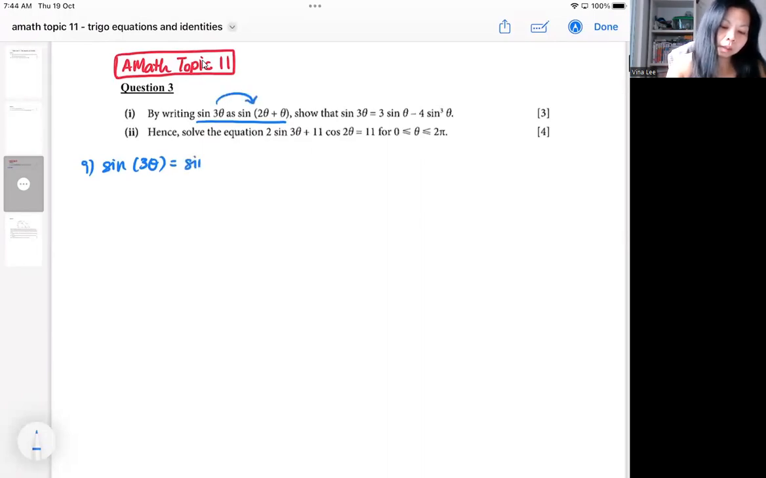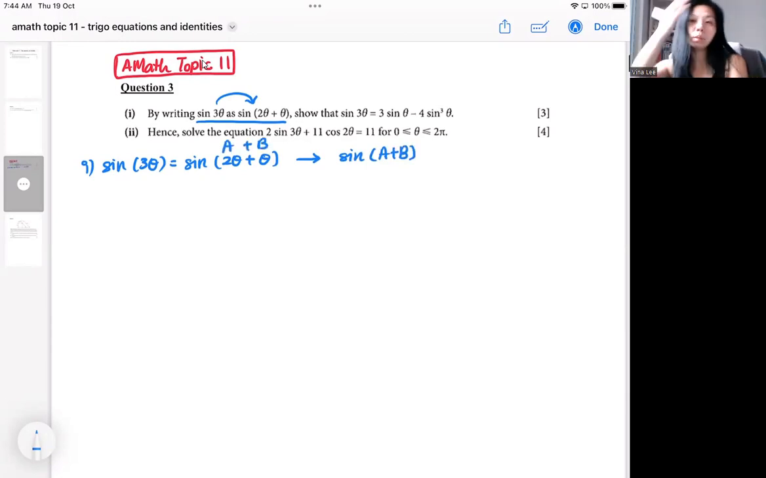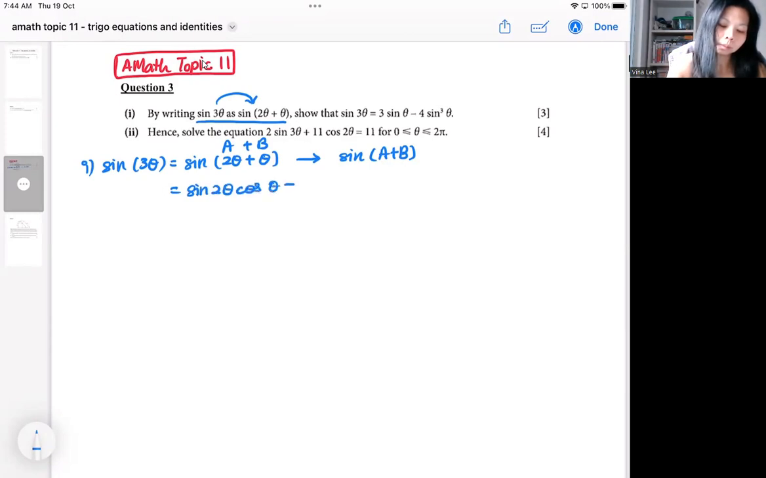If they didn't give you the direct hint, you also need to be able to see that you write it as an addition formula. That means I'm going to write it in such a way that it will be A plus B. So this is my A and this is my B. Refer to your formula list and apply accordingly. So you will be getting this if you apply the formula.